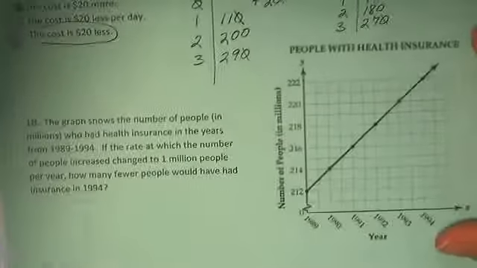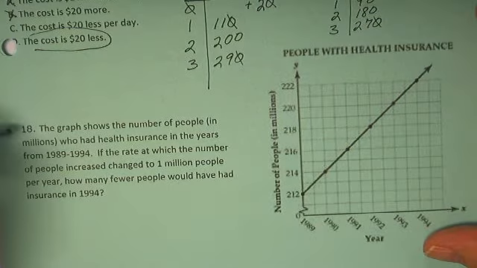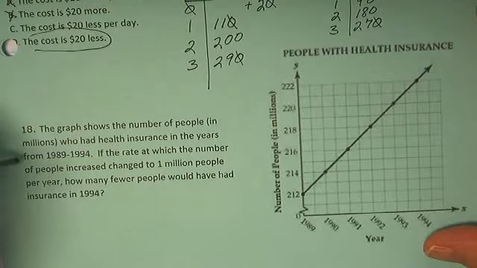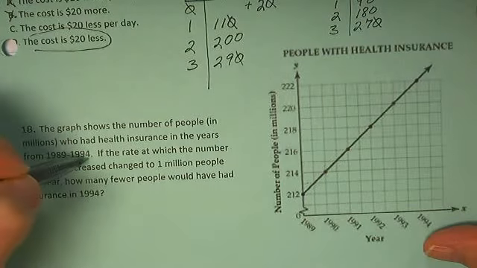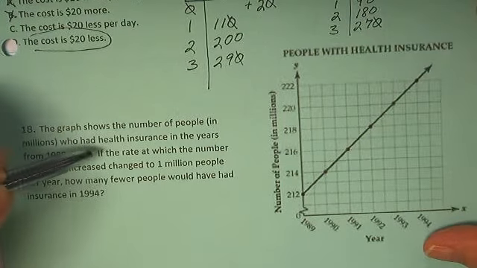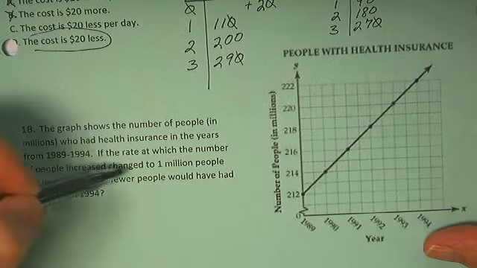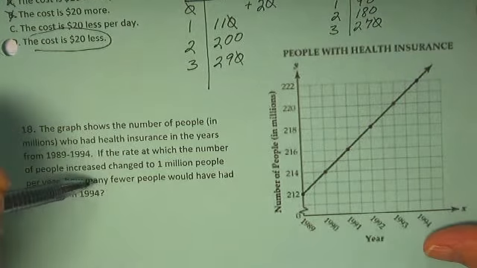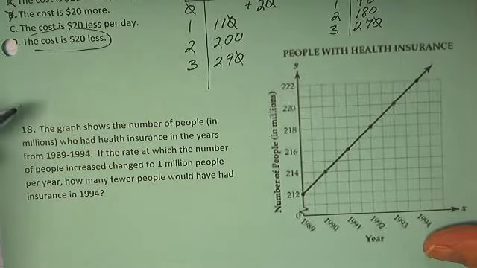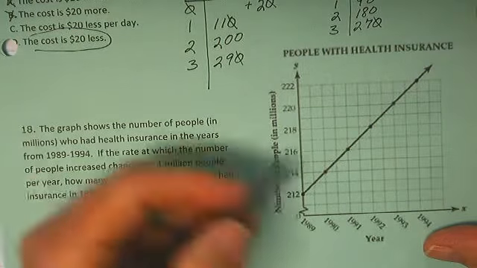Problem 18. The graph shows the number of people in millions who had health insurance in the years 89 to 94. If the rate at which the number of people increased changed to 1 million people a year, how many fewer people would have had insurance in 94?